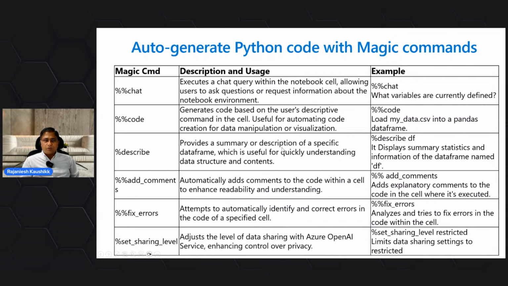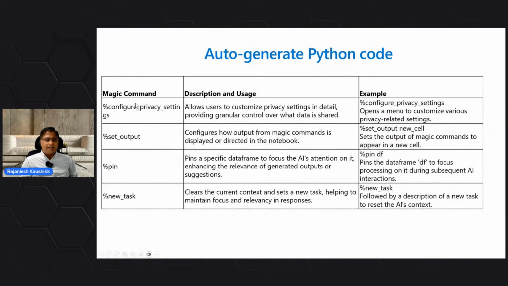So these are some of the commands, very easy to understand and very intuitive, right? From the naming itself, you can understand what each does. Configure privacy setting is one command where you can set the privacy setting for all the notebooks. You can also control where the output of the commands will come, whether you want to set the output into a new cell or the same cell. That is what the set output command does.